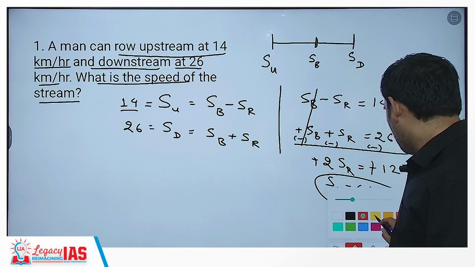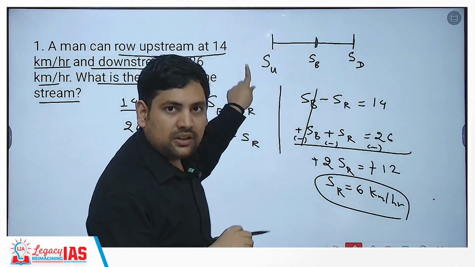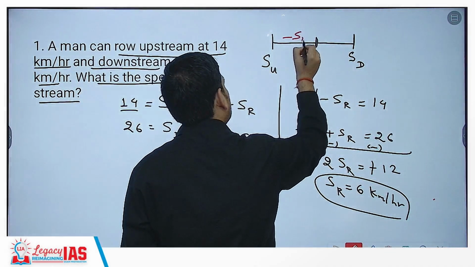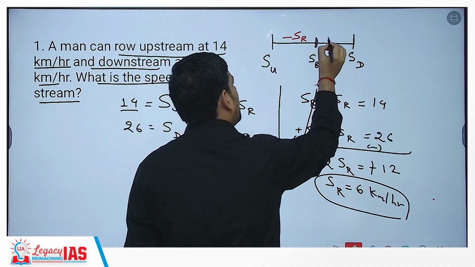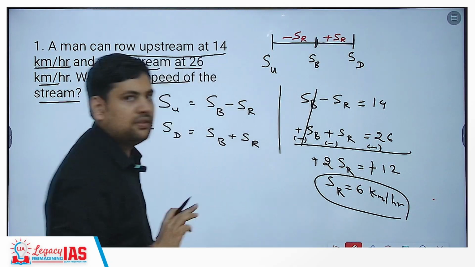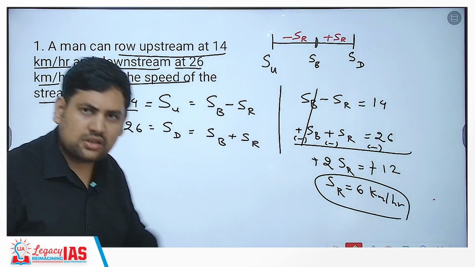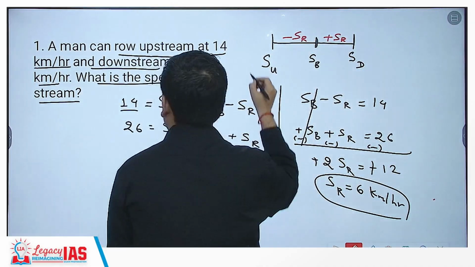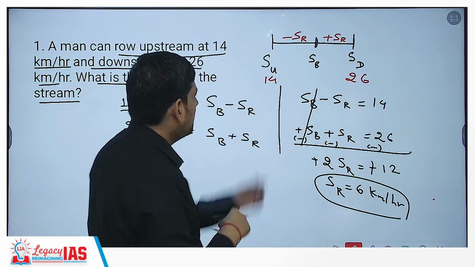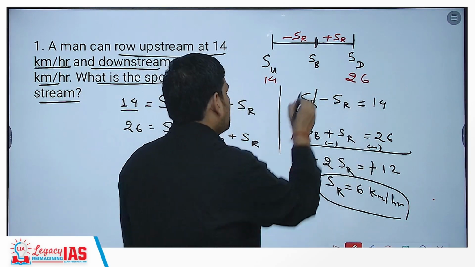Now from this speed of boat, if you subtract speed of river you get speed upstream. So this is minus speed of river. Here if you add speed of river to speed of boat you get speed while going downstream. Now if you put the values you don't even need to solve any equations. Speed while going upstream is 14, while coming downstream is 26. What is the average, 14 plus 26 is 40, 40 divided by 2, this becomes 20.